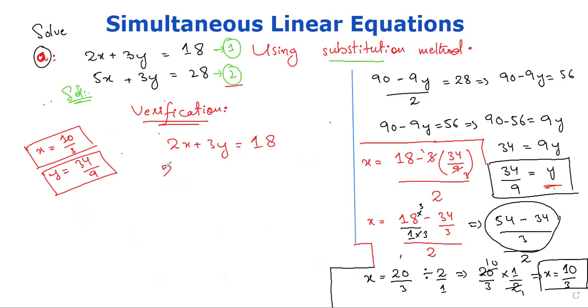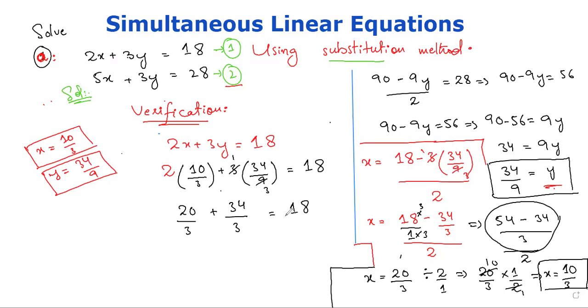Getting me? It would be 2, and what is the value of x? x has the value 10 over 3. So 10 over 3 plus 3, and what is y? y is 34 by 9. 34 divided by 9, which equals 18. So 2 into 10 is 20. And there is 3 in the denominator, so we'll write it as plus 3 times 34 divided by 9, which is 34 divided by 3 equals 18.